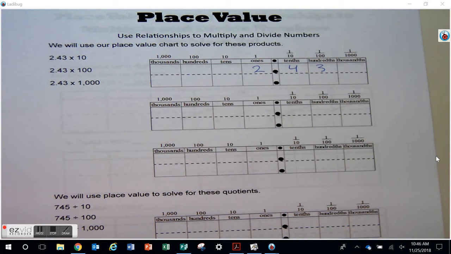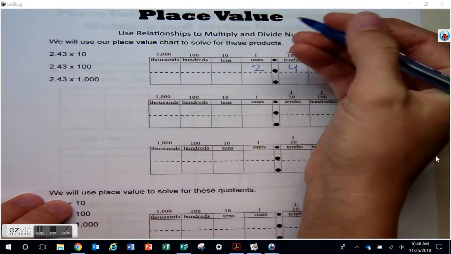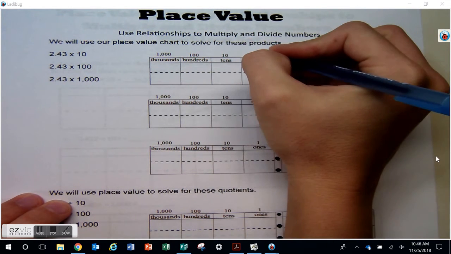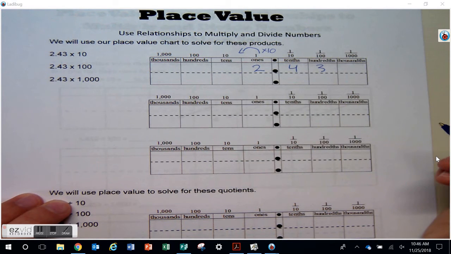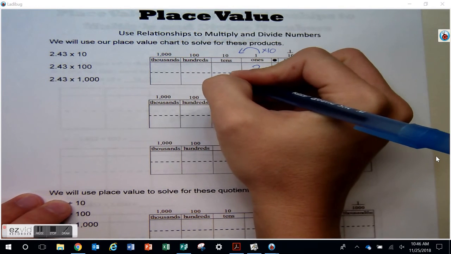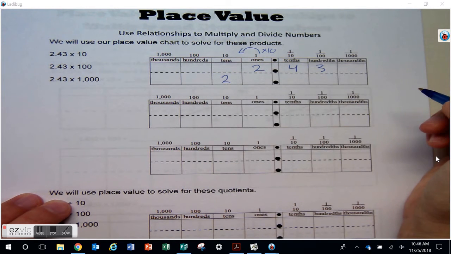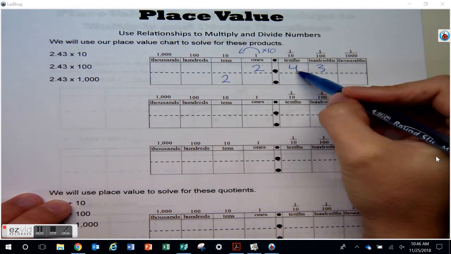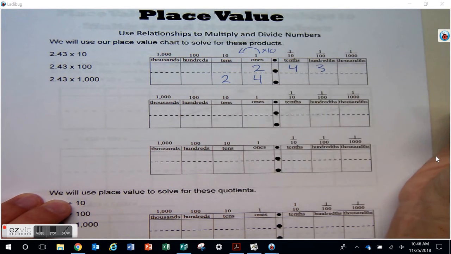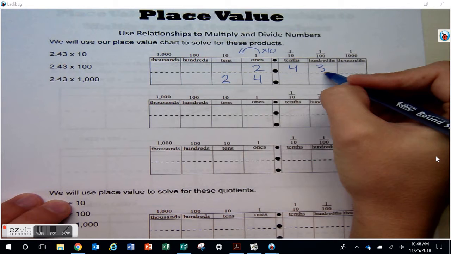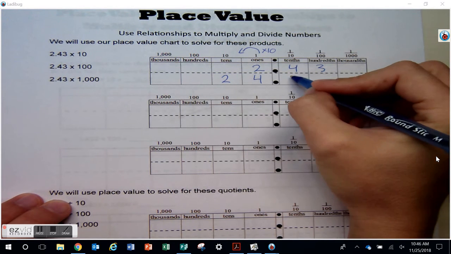So, let's see. If I take this 2 ones and I multiply it by 10, what would I get? I would get 2 tens, excuse me. If I take this 4 tenths and I multiply that part by 10, that'd give me 4 ones. And if I take this 3 hundredths and multiply by 10, I'd get 3 tenths. So my answer here is 24 and 3 tenths.